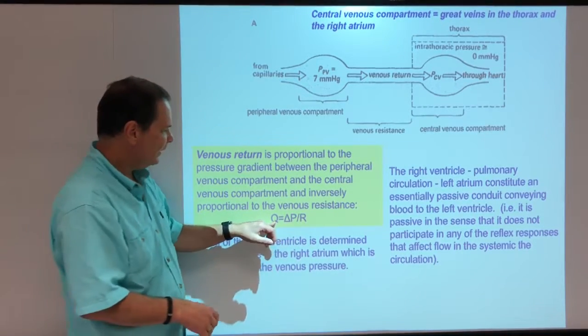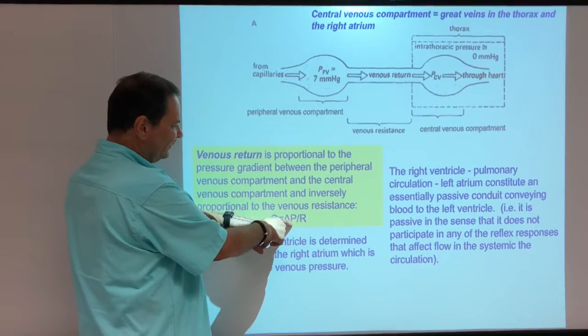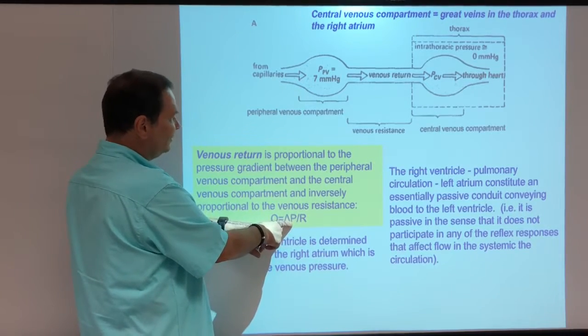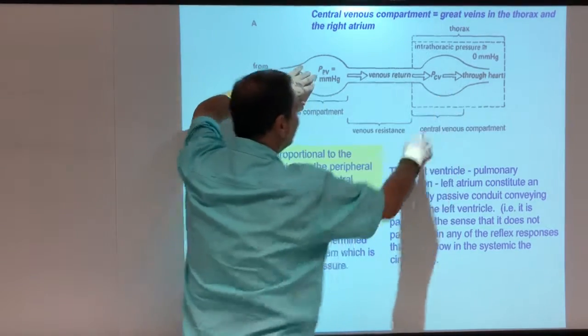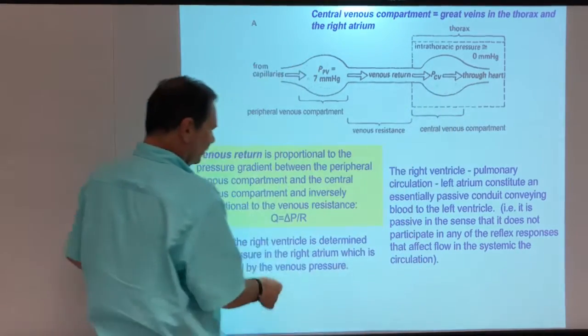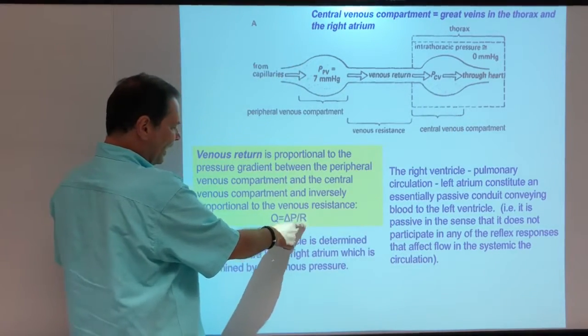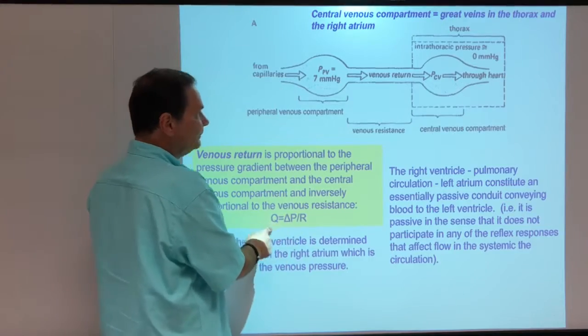Blood flows as a result of the fact that I have a difference in pressure between two points, here and here. The bigger the difference in pressure, the bigger the flow, and the higher the resistance, the lower the flow.